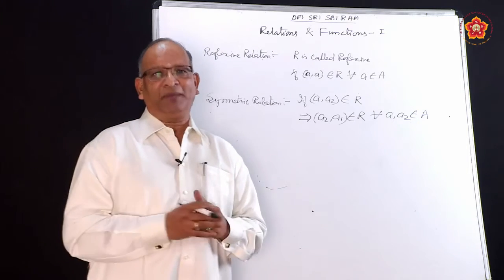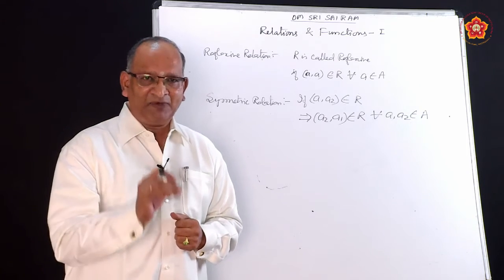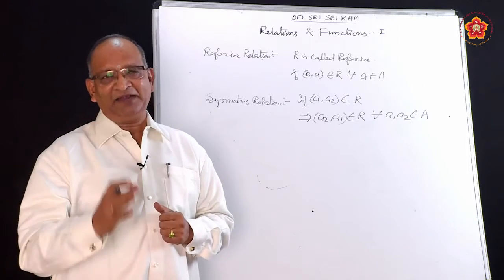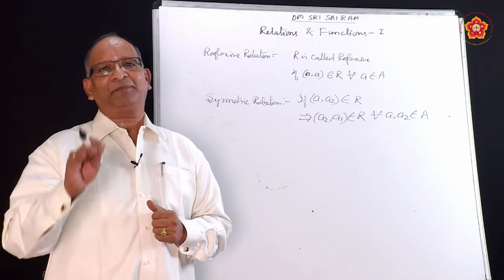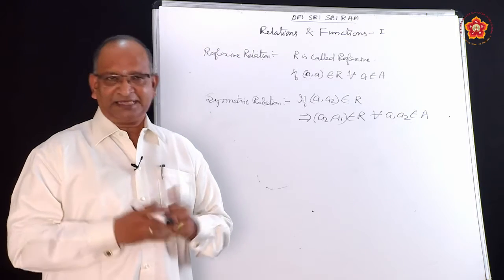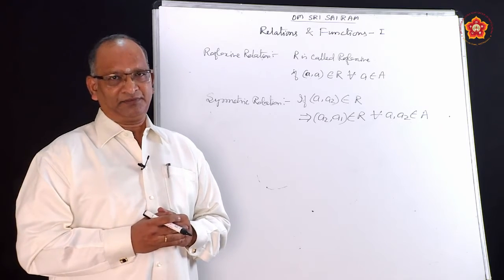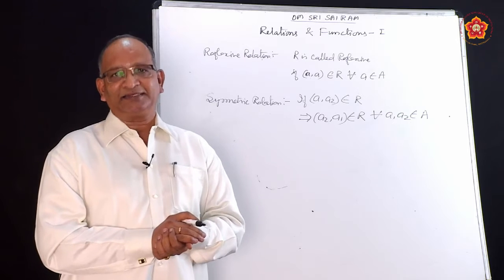In terms of geometry, suppose you are talking about two lines. Suppose we say L1 is perpendicular to L2. If line L1 is perpendicular to L2, we know that L2 is also perpendicular to L1. Such relations are called symmetric relations. From here we move to the third relation, which is called transitive.